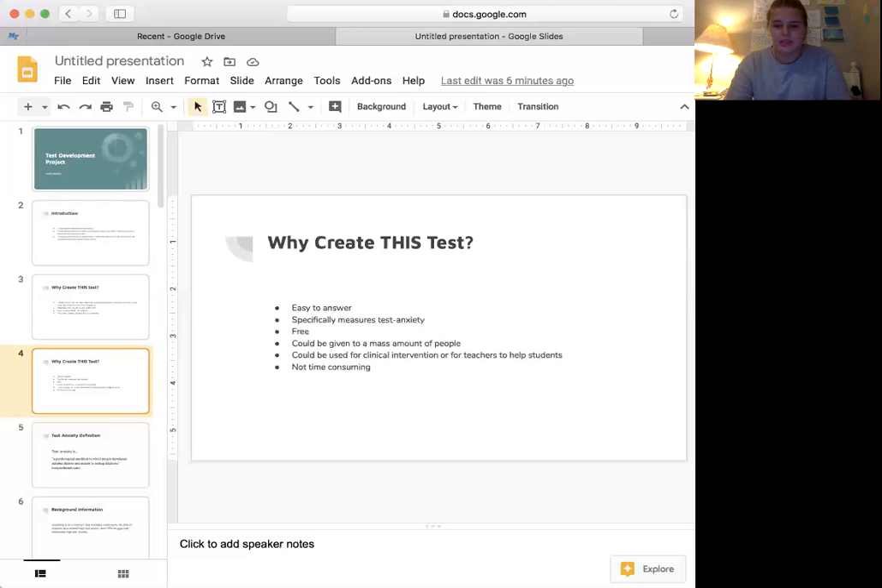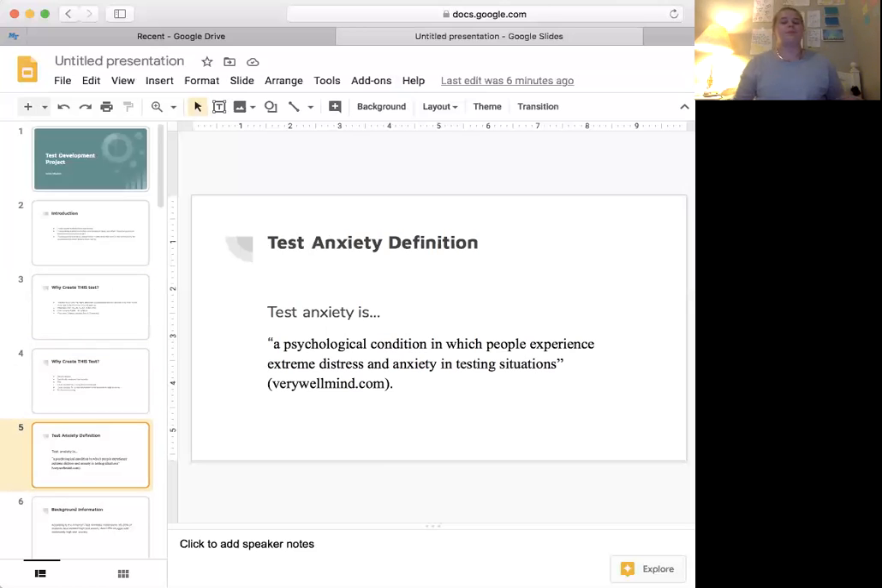And going back to why I created this test, I didn't put this in here, but I think that a lot of people have test anxiety. I've known a lot of people who have test anxiety, especially in my collegiate career. And I think that making a test like this is very important, and especially one that people can have easy access to. Considering how voluminous test anxiety is, it's important to have a test that matches that.